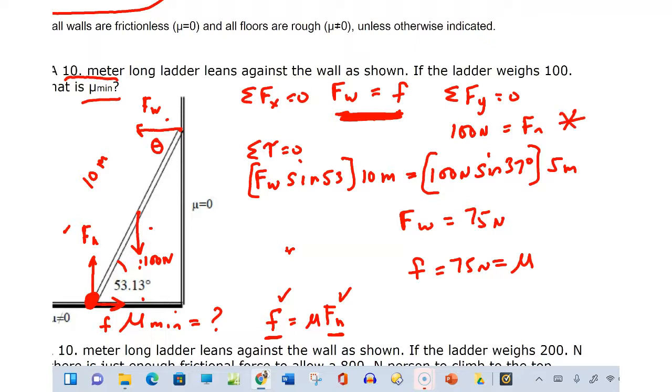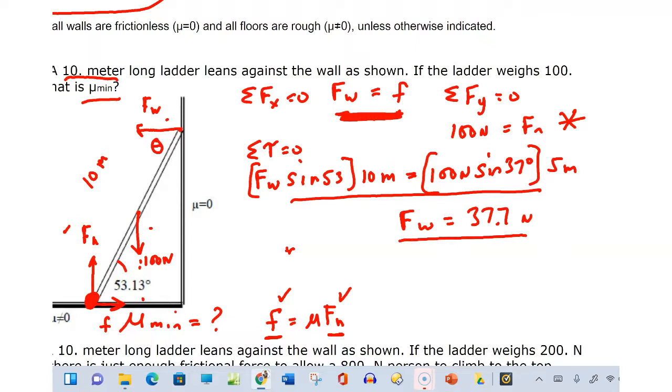But I have a mistake here. Hold on. When you do the math, you don't get 75. I had done it before and I got it wrong. So that's actually, you get 37, excuse me, when you solve this equation, you get 37.7 newtons.